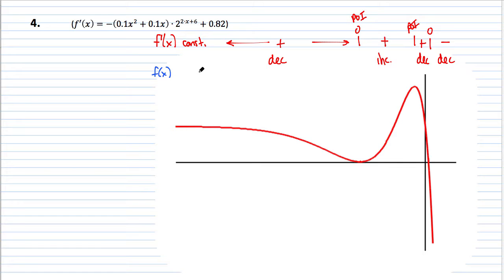So for my function, I'm going to have a constant slope at this endpoint here. This right here is going to be concave down. Here we have concave up, and then this whole section is concave down.